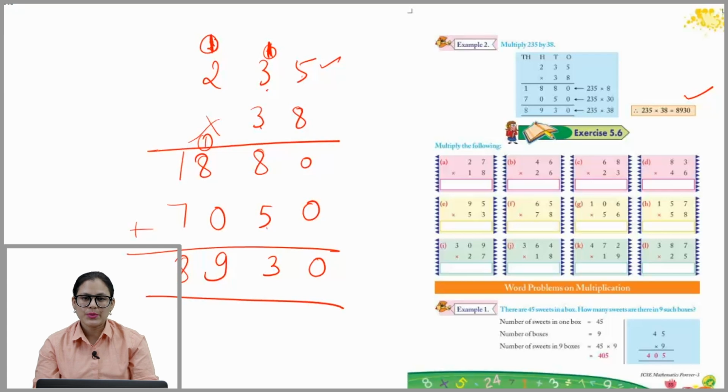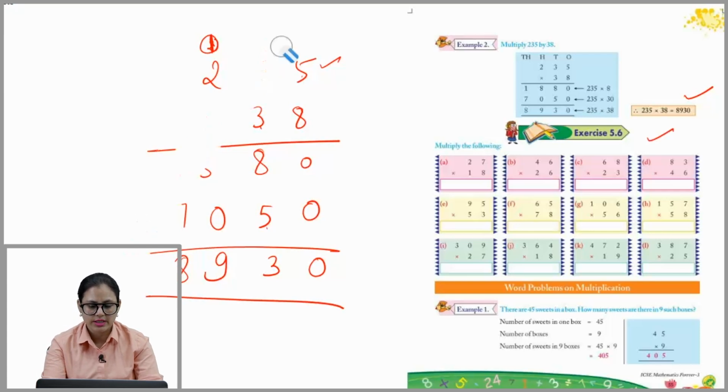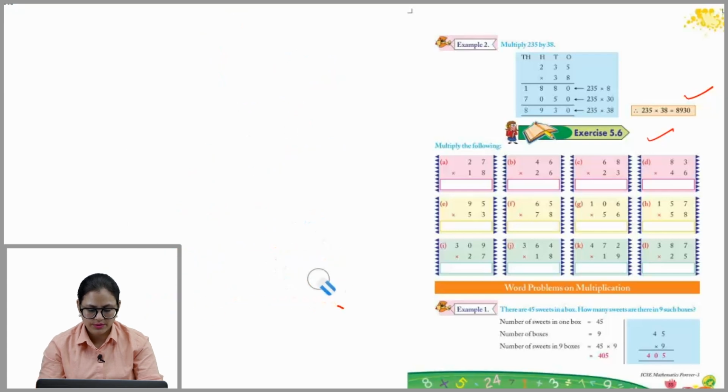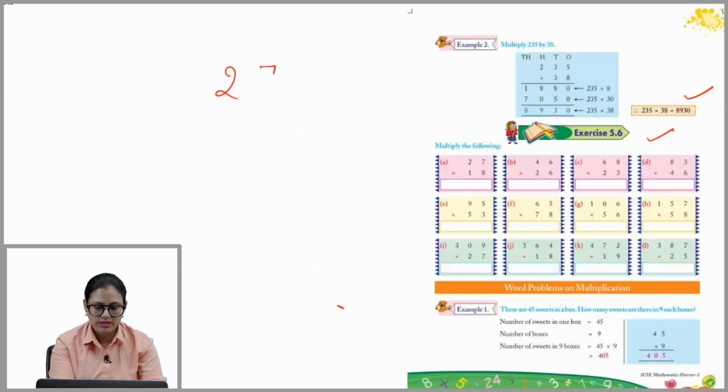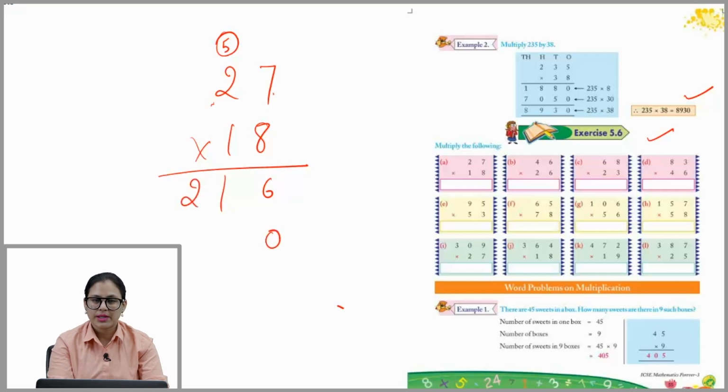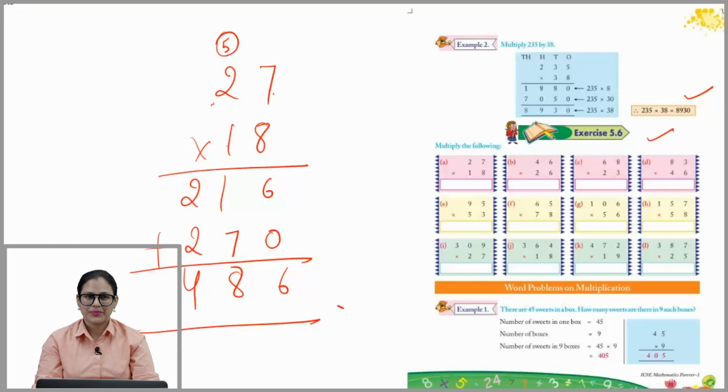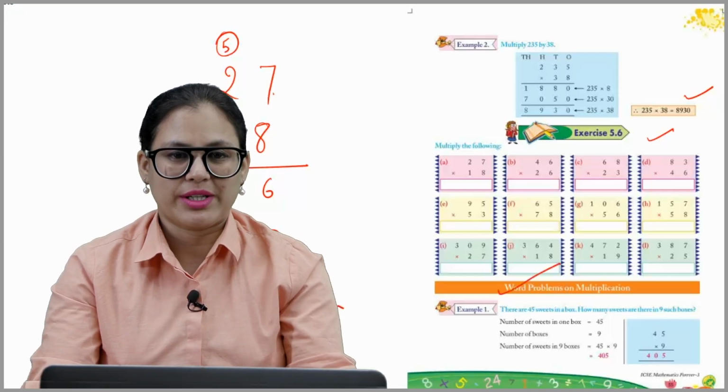Okay, now let's do exercise 5.6. 27 into 18. Okay, we have to find the product of these two numbers. 27 into 18. 8 7s are 56, 5 carry. Okay, 8 2s are 16 plus 5, 21. Now put a 0 here and multiply. 1 7 is 7, 1 2 is 2. Now add. 6, 7 plus 1, 8, 2 plus 2, 4. 486 is the answer.